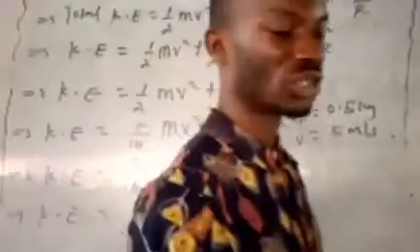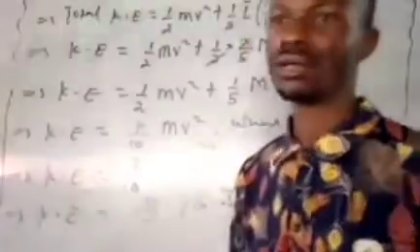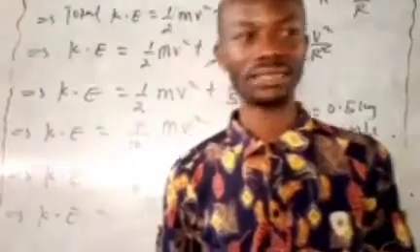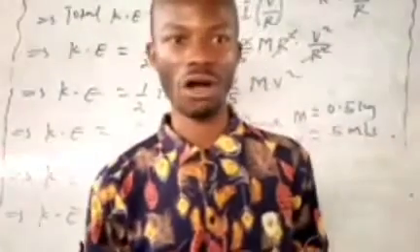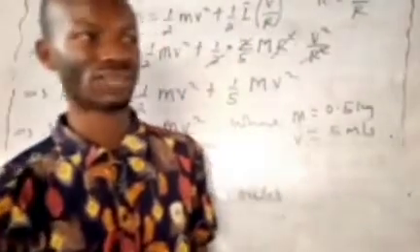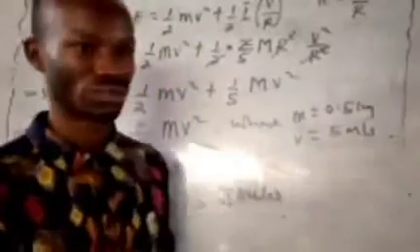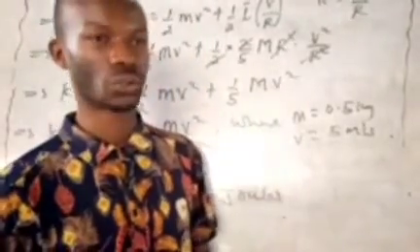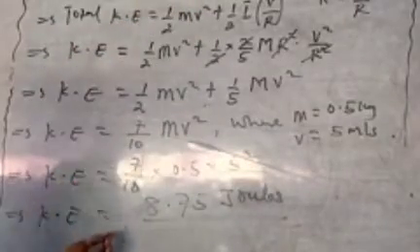Let me just summarize what we have just done. We have said that it is possible for a rigid body to undergo both translational motion and rotational motion. In such a case, it is possible for us to find the energy of that particular body. To find the energy of the body, we have to add the energy for translation and the energy for rotation. The energy for translation is given as half mv squared, whereby the energy for rotation is given as half I omega squared. And from there, we are able to solve this particular problem with the parameters given to us.